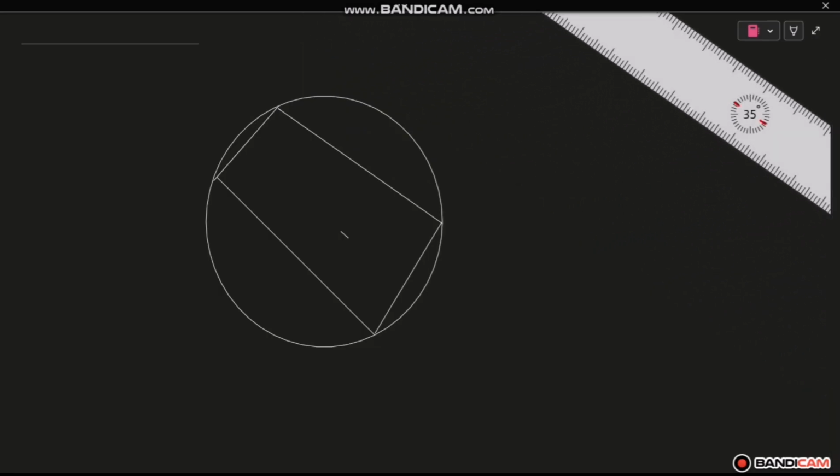Okay, now this is a cyclic quad. Why? Because inside the circle we're having what? A quadrilateral. Let's name it A, B, C, and D. For it to be a cyclic quad, A, B, C, D must touch the circumference. That is very, very important. It is not a cyclic quad if these angles are not on the circumference.